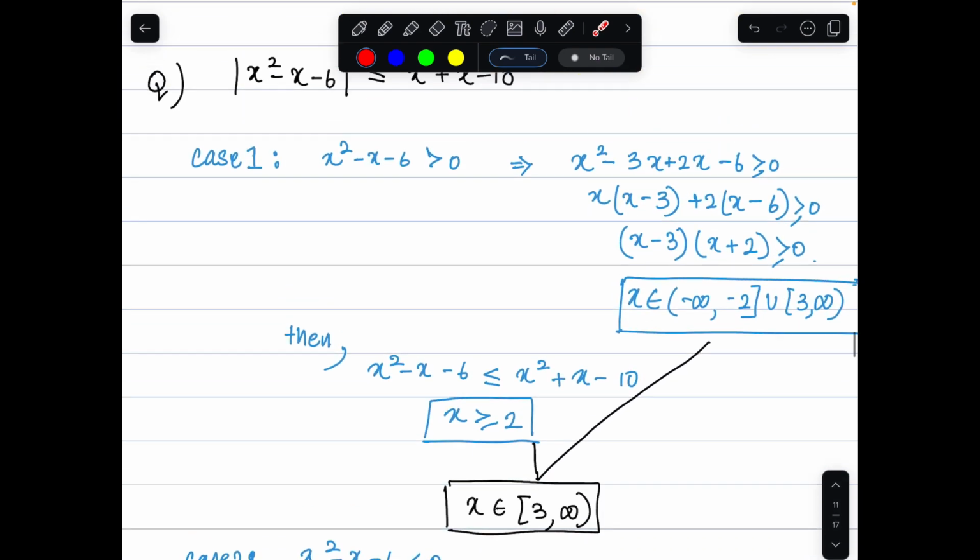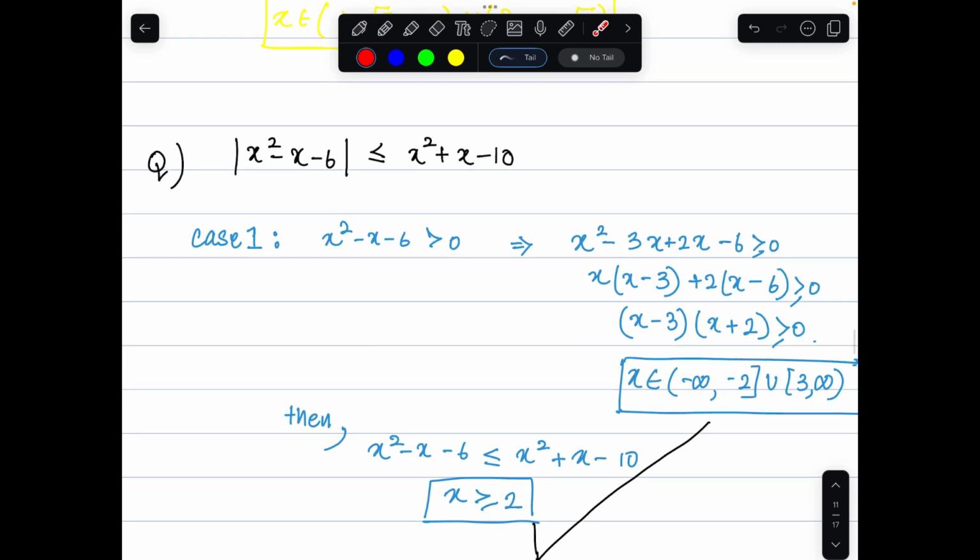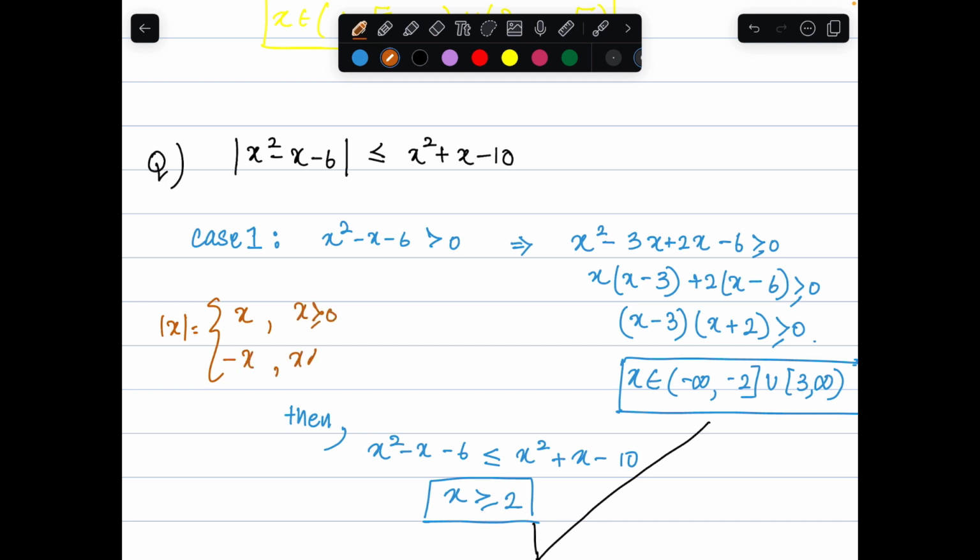Let's do one more problem on this. Now, we already know the definition of mod, right? That is, mod x, let me mention it over here. Mod x is equal to x when x is greater than or equal to 0, and minus x when x is less than 0. And that's what I am doing here. I am trying to divide into two cases. The first case is when this is positive. When this is positive, I will solve an inequality and this is what we will get for x.